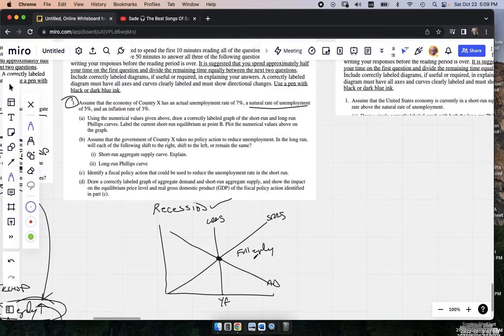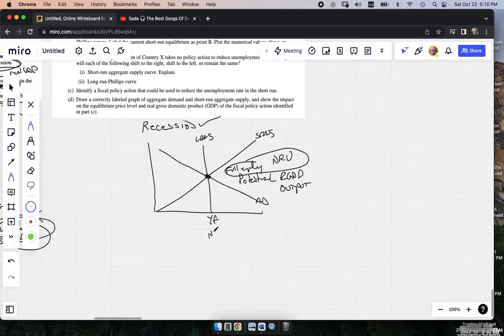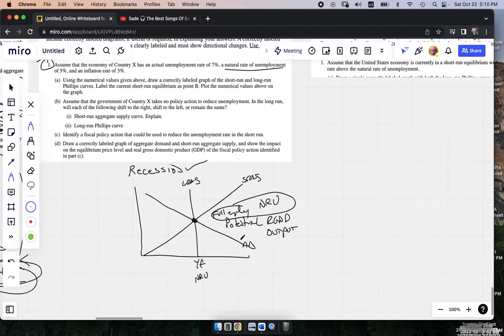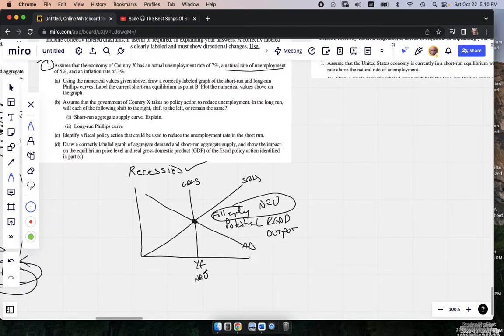We know the graph, right? We're at full employment. We could also call it potential real GDP. We could call it potential output because we know those two are the same things. We also need to know that that's our natural rate of unemployment. When you are fully employed, you are at your natural rate. So this is output at our natural rate of unemployment. And they're telling us it is 5%.